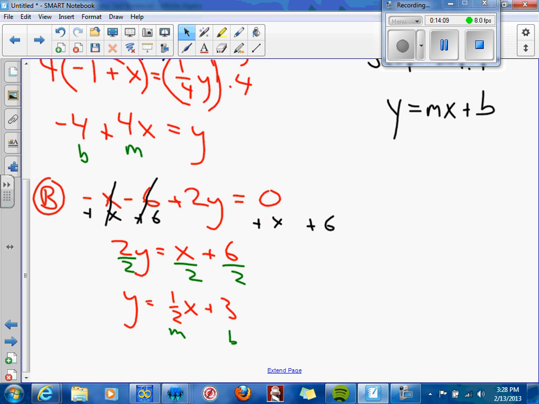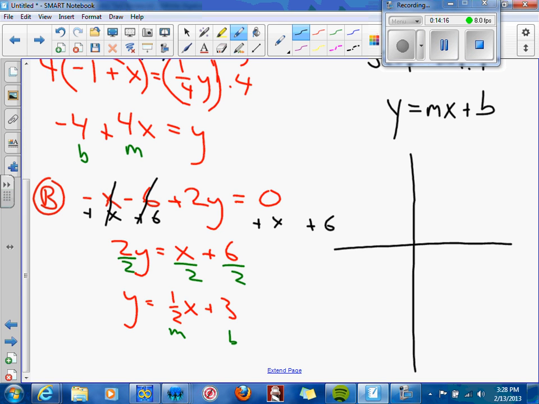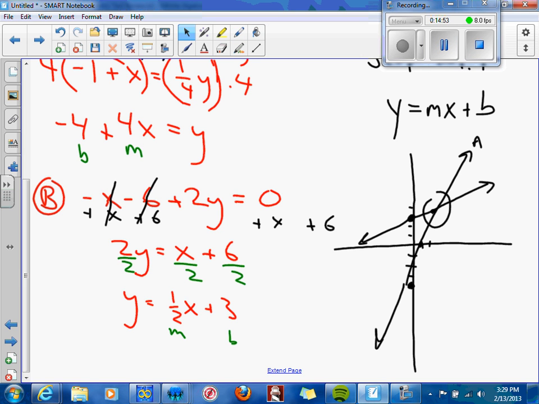Let's see. My graph. The first one is negative 4, 1, 2, 3, 4. And the slope is up 4 over 1. 1, 2, 3, 4 over 1. So that's A. And the second one is y-intercept of 3. And the slope is up 1 and over 2. Okay. All right. Who's next?